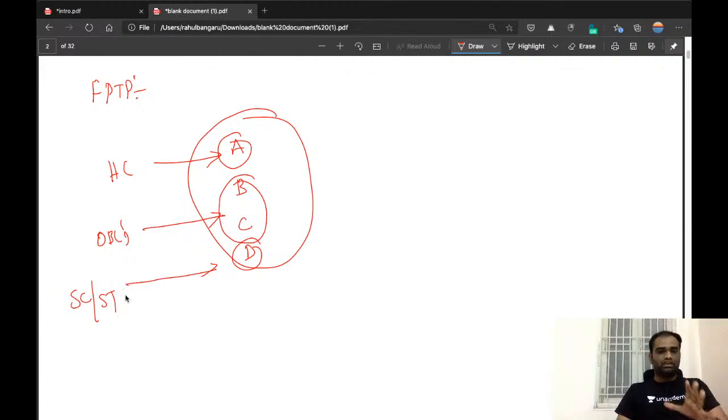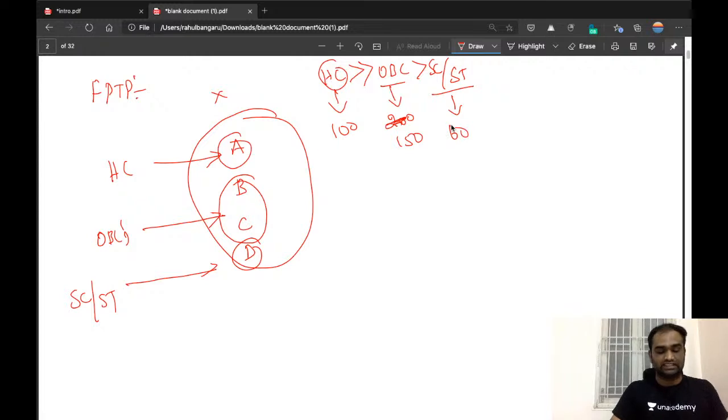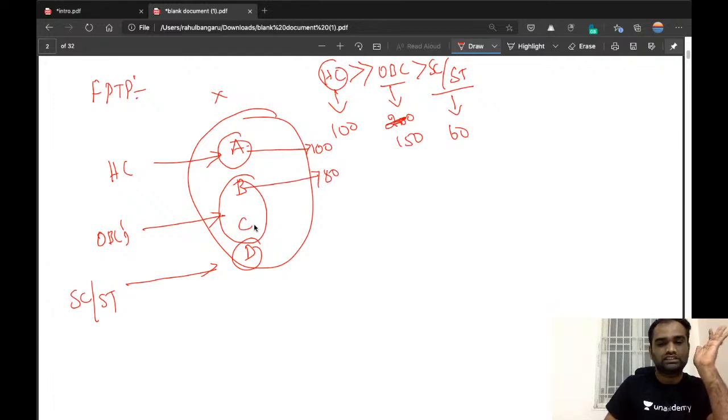Now see here, in a particular constituency, the number of higher caste is greater than that of OBC, and the OBC population is greater than that of scheduled caste as well as scheduled tribe population. In a particular village X, higher caste voters are around 100. OBC voters are around 150. And the scheduled caste and scheduled tribe population is around 60. Now, in a particular election, political party A got 100 votes, B got 80 votes, C got 70 votes, and D got 60 votes.